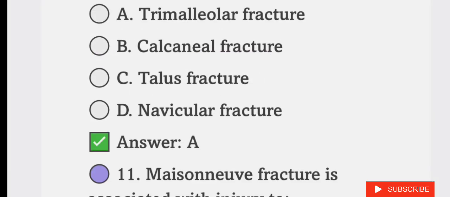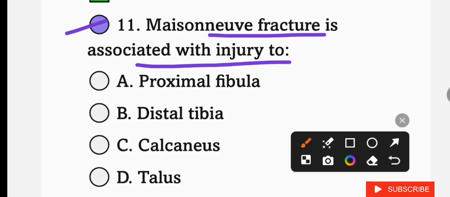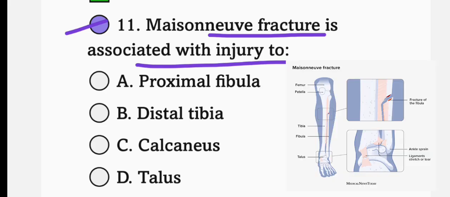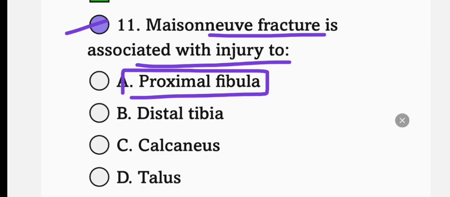Now come to the 11th question. Maisonneuve fracture is associated with injuries... So this is very commonly asked in clinical exams and is a repeated question. So Maisonneuve fracture means ankle injuries and syndesmotic injuries. The fracture is commonly seen in the proximal fibula, the upper fibula. So A option given is the correct option, proximal fibula. Okay, so always remember this. In a Maisonneuve fracture, the problem is commonly seen at the ankle, but the fracture is found near the knee joint. Okay, so I think it is clear.